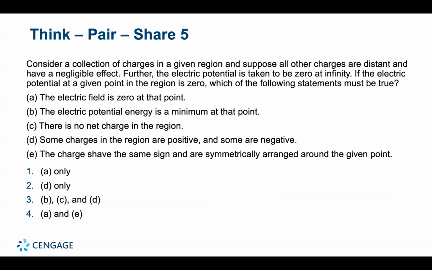So here's another question for us to consider. Consider a collection of charges in a given region, and suppose all of the charges are distant and have a negligible effect. Further, the electric potential is taken to be zero at infinity. If the electric potential at a given point in the region is zero, which of the following statements must be true? You can pause the recording and think about that, but the answer is D only. So what that means is, if the potential is zero at a point located a finite distance from the charges, negative charges must be present in the region to make negative contributions to the potential and cancel positive contributions made by the positive charges in the region.